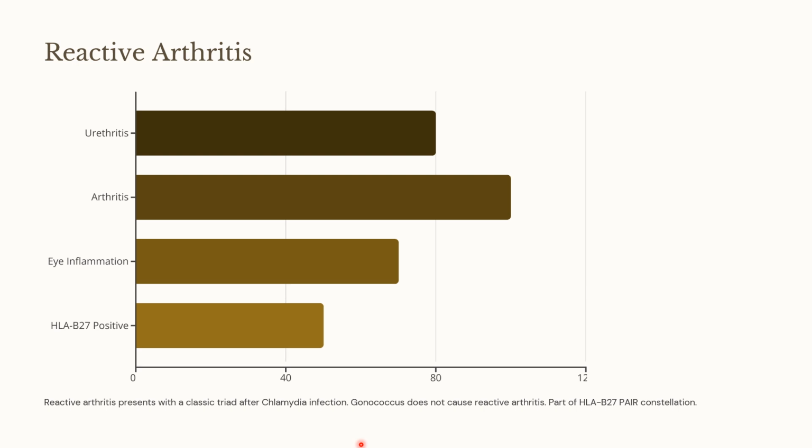What happens in reactive arthritis? In reactive arthritis, urethritis, arthritis and eye inflammation can happen. Reactive arthritis is also a part of PAIR, which stands for P for psoriasis, A for ankylosing spondylitis, I for inflammatory bowel disease, and R for rheumatoid arthritis as well as for reactive arthritis.